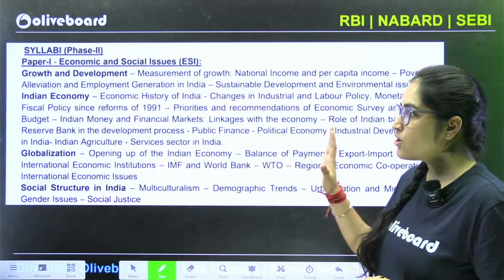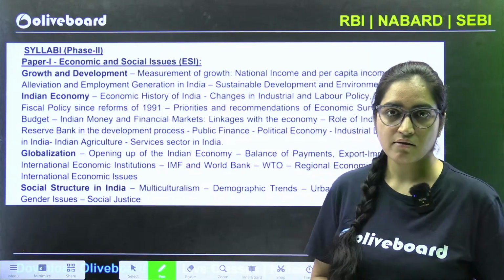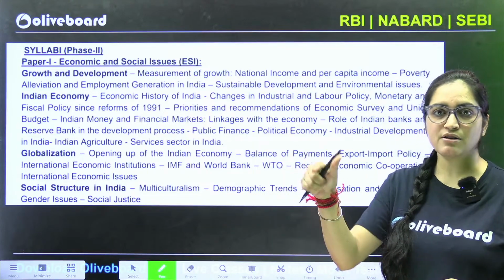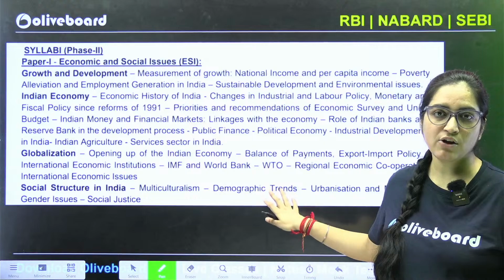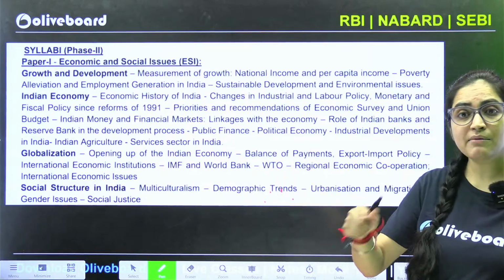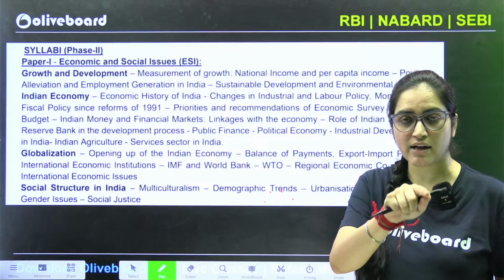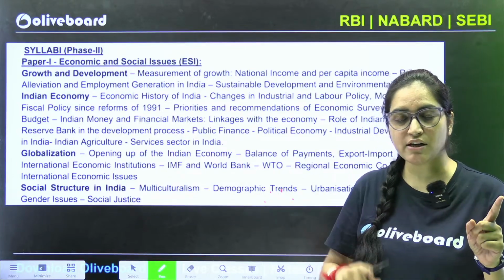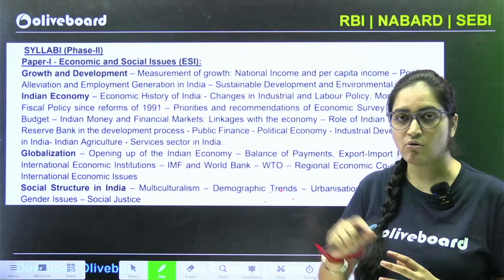This is your ESI syllabus. Before starting my class, do one thing: take a printout of the syllabus, keep it in front of you wherever you sit and study, and mark the topics you have done. Not only mark them if we have done them in class, but also whether you have prepared that topic with respect to the objective and descriptive portions. Prepare objective, prepare descriptive, then you can tick that portion of the syllabus as done.